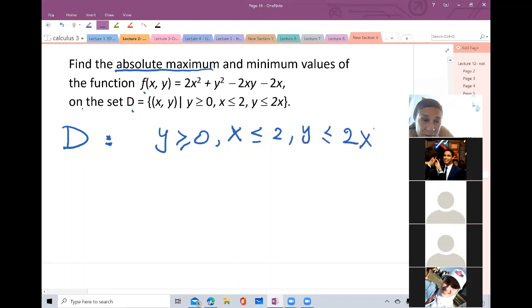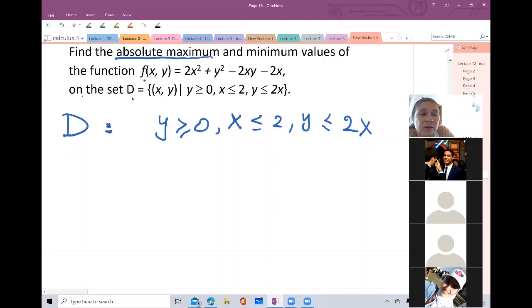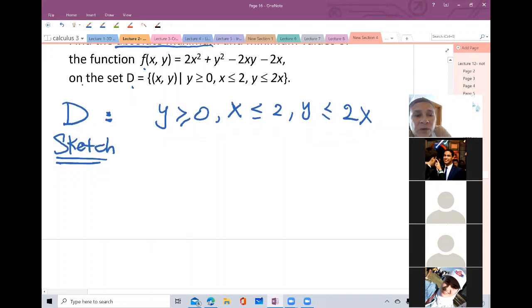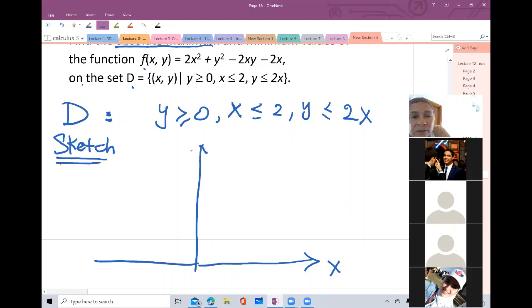Before solving, let's understand the set I'm working on. Is it closed, bounded, and so on? In such problems you must sketch. It's not an option, okay? Then you'll have to go over all the boundaries to check your extreme values. So in these problems you must do a sketch of the set D that you are finding your extreme values in. Okay? So with the x and y axes, I have the first inequality, y greater than or equal to 0.